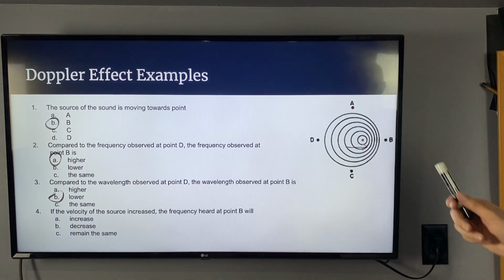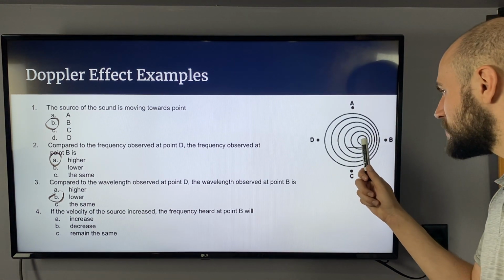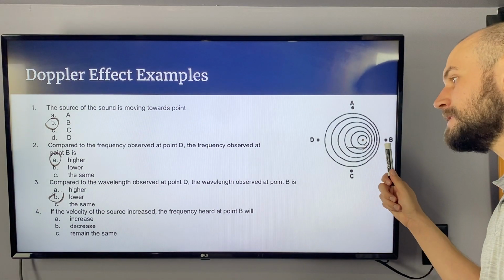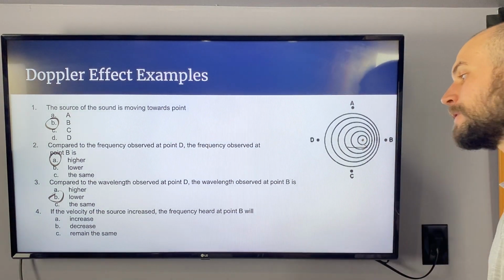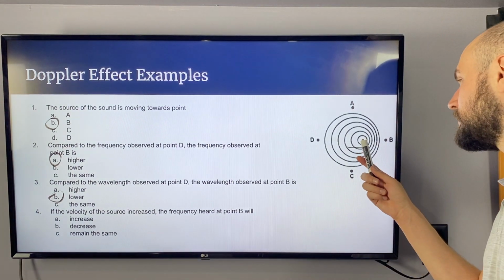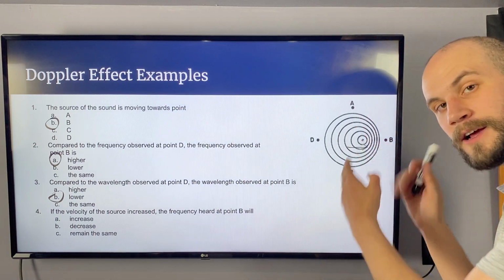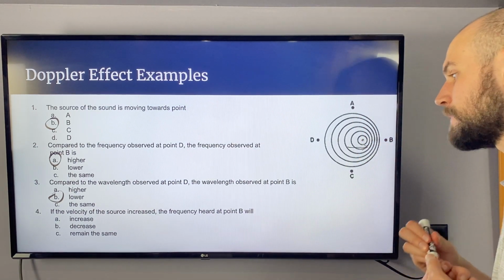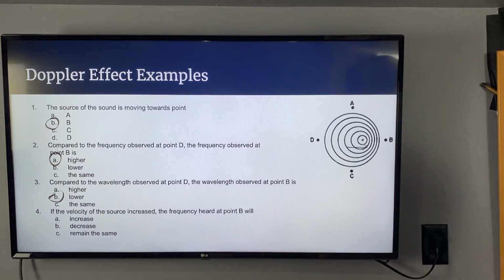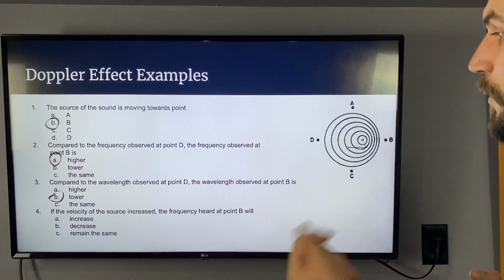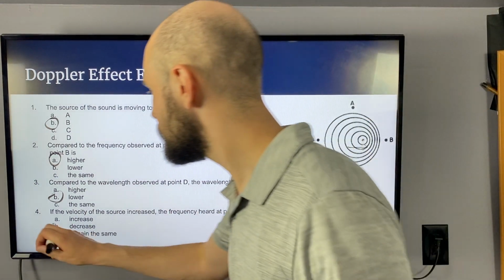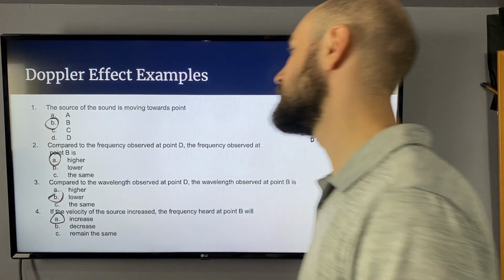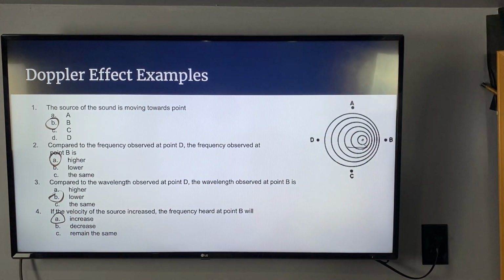And finally, if this source starts moving faster and faster, what's going to be happening to the frequency heard at B? Well, if this moves faster, those waves start crowding on top of one another even more. So if they're crowded more, that means those waves are repeating more frequently, which means the frequency increases. Okay, and that answers those 4 problems.